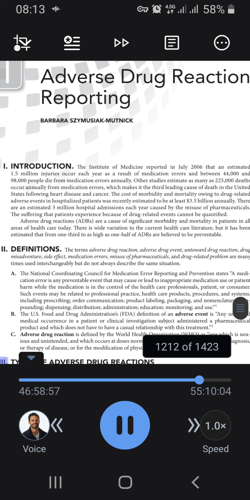Third. Types of adverse drug reactions. A. Type A. 1. Type A reactions are extensions of the drug's known pharmacology and are responsible for the majority of ADRs.